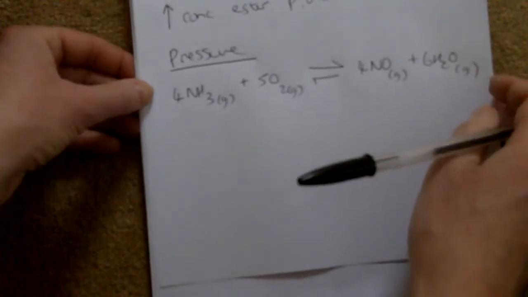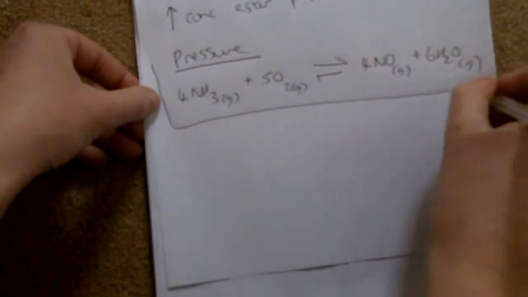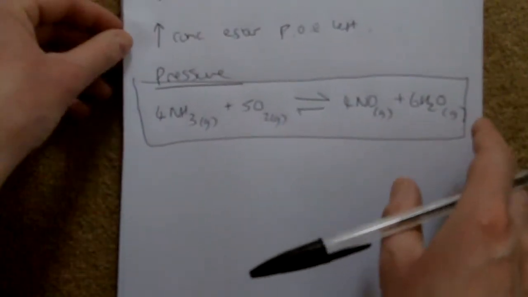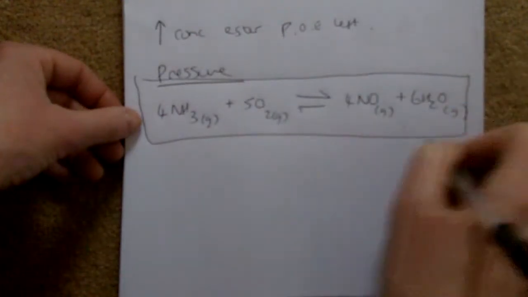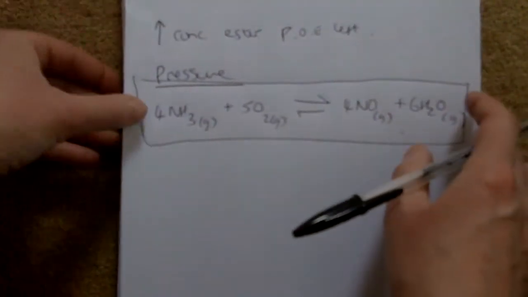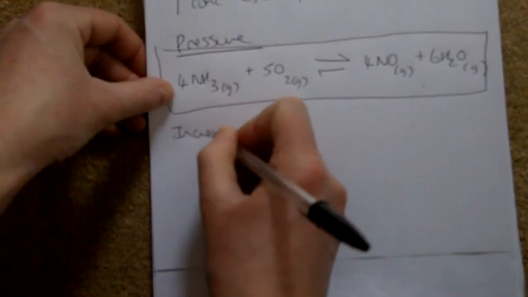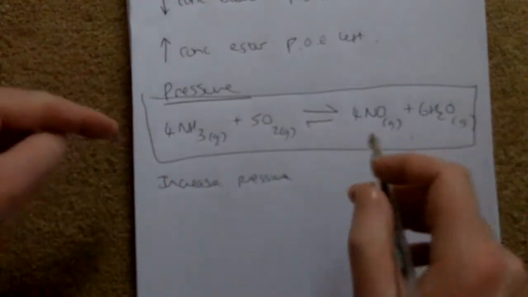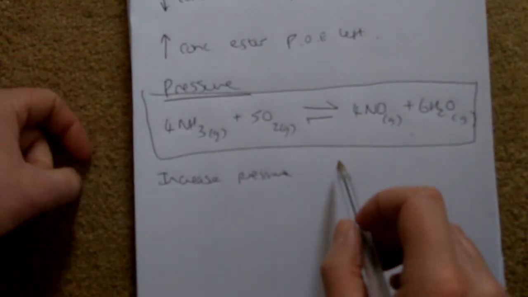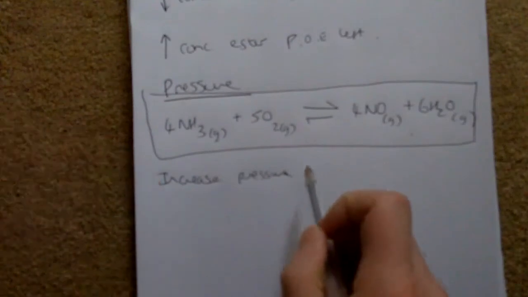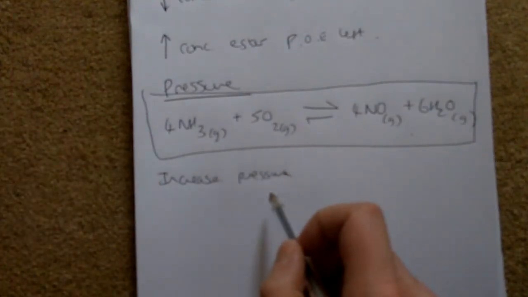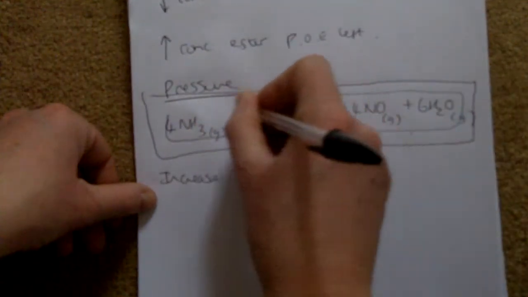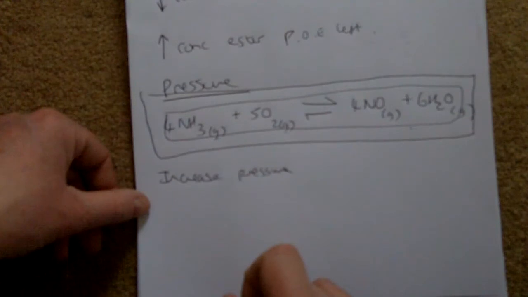This is all in one container. We've left it to reach equilibrium. There are reactants and products, all inside one container. What we're going to do is increase the pressure. What do we practically have to do to increase the pressure? We just put it into a smaller container, and that is increasing the pressure.